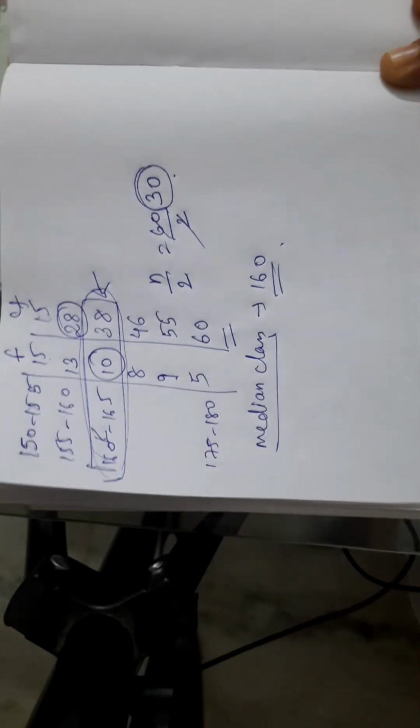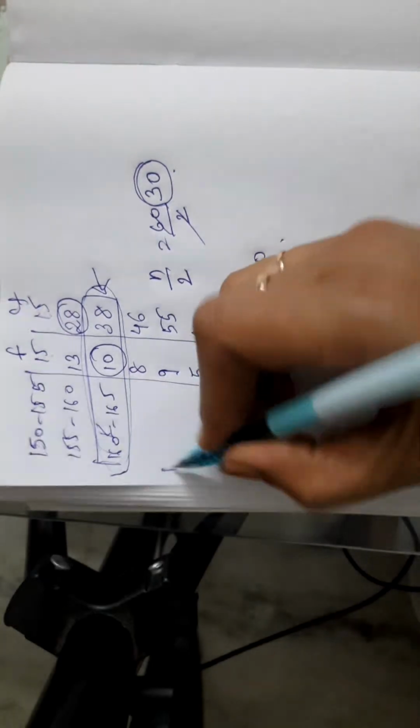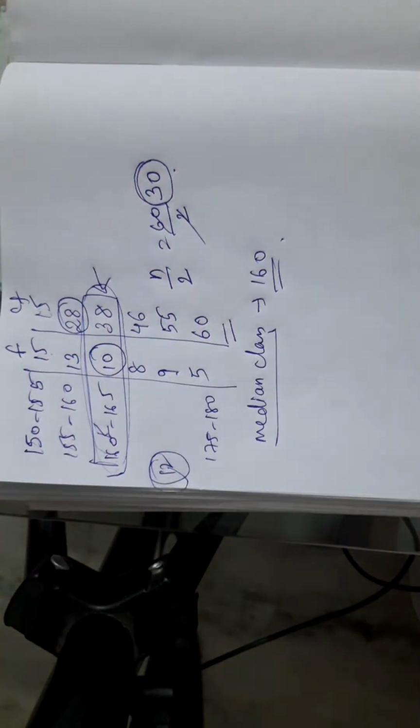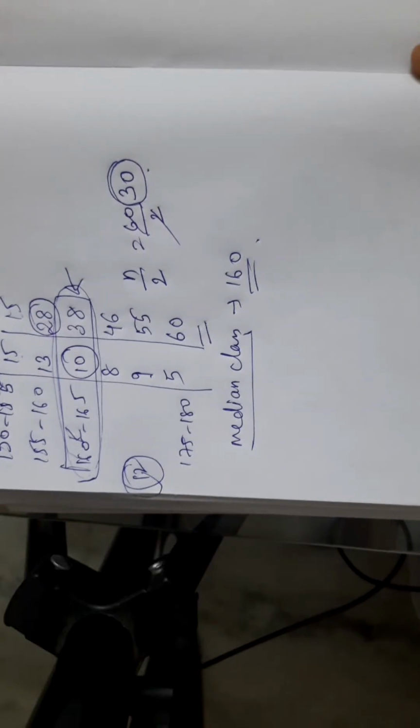Is it clear? This we completed 12th question, Vivek. Vivek, not getting any response from you. Is it clear? Are you there? Okay. So median class is being asked, only one value to be given, 160, lower boundary point.